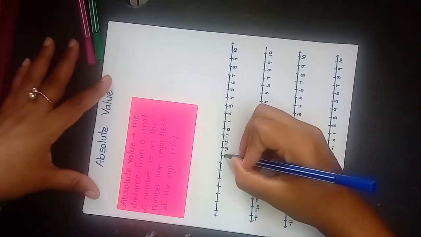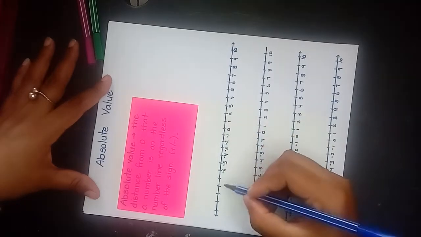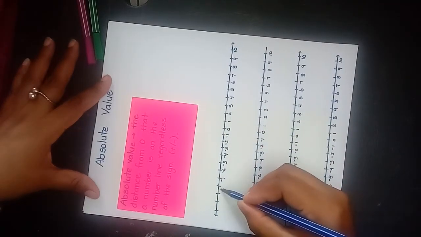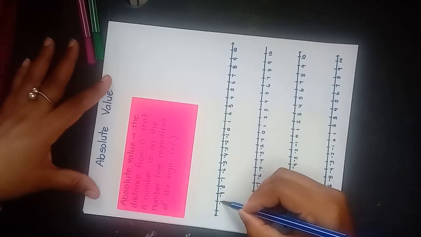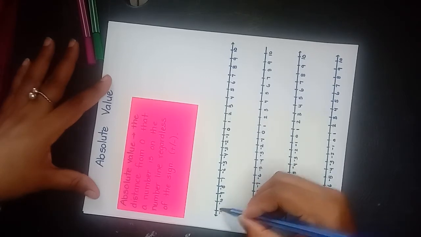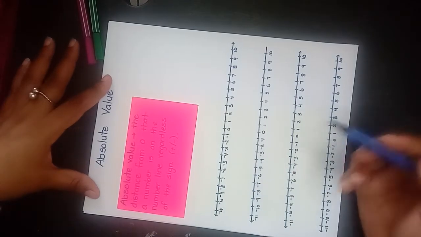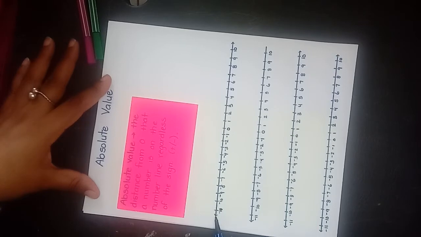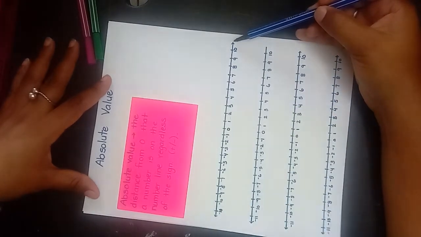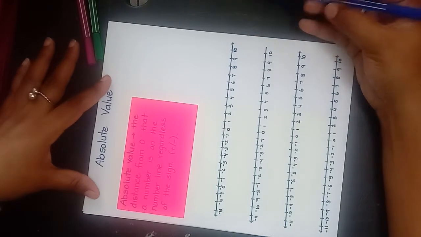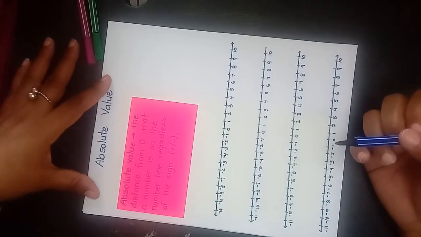-3, -4, -5, -6, -7, -8, -9, -10, -11. Oopsie, sorry. -11. And if you notice, we have arrows here and arrows here. That is telling you that the number line goes on and on and on, right? There's more numbers, but we're only focusing on this one for right now.